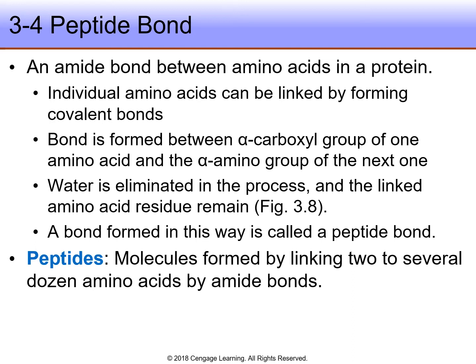Individual amino acids can be linked by forming covalent bonds. A bond is formed between the alpha carboxyl group of one amino acid and the alpha amino group of the next one. Water is eliminated in the process and the linked amino acid residues remain. As we will see in the next figure, a bond formed in this way is called the peptide bond. So, peptides are molecules formed by linking 2 to several dozen amino acids by amide bonds.